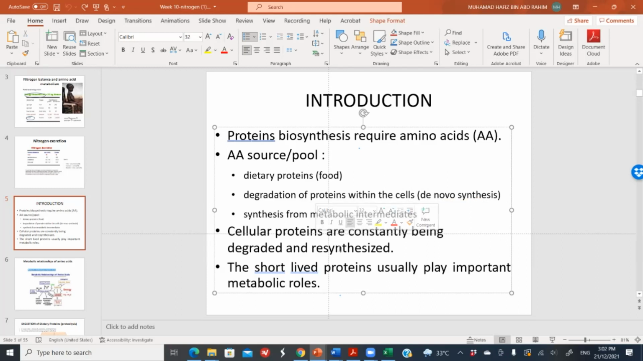Cellular protein are constantly being degraded and resynthesized. The short-lived protein usually play important metabolic roles. Okay, this is especially important for the protein that is used for signaling and so on. So when we touch something, we feel something, and then we lose that sensation, because this protein is constantly being degraded and resynthesized depending on the usage at that time.